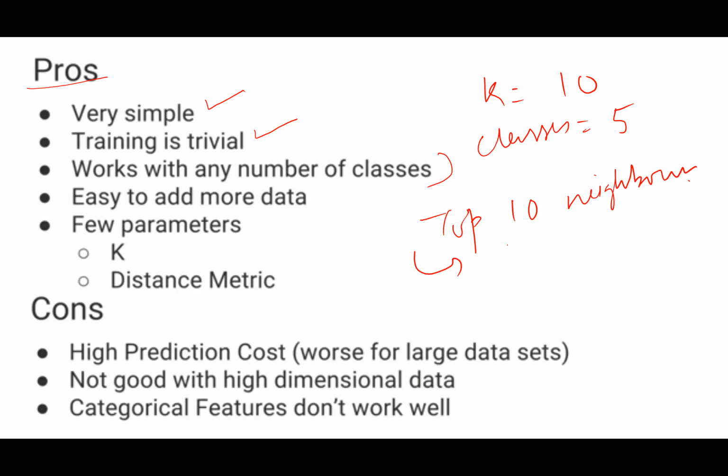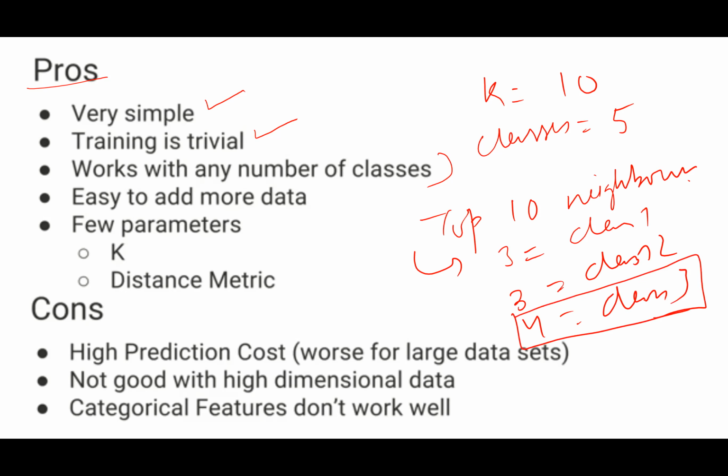So out of these 10, maybe 3 belong to class 1, 3 belong to class 2, and 4 belong to class 3. So I will put my object in class 3, and none of them belong to class 4 or 5. There are 5 classes, no? So I can just pick up the highest voted class. Okay, then it's easy to add more data.